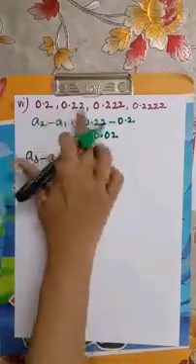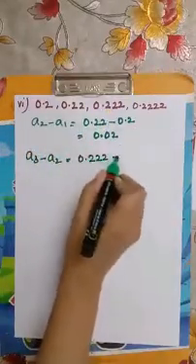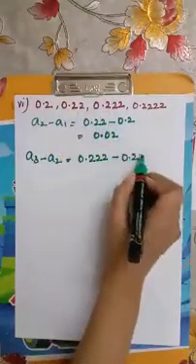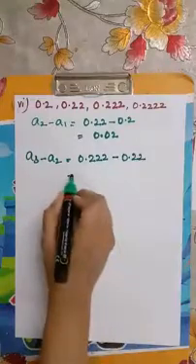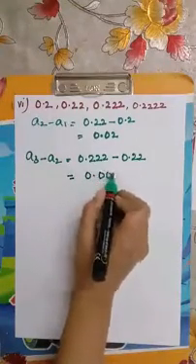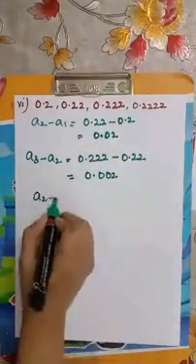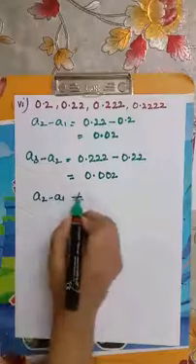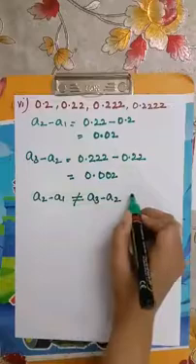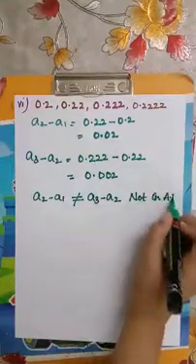Okay. Now next is A3 minus A2. Third term minus second term. That is 0.222 minus 0.22. When you subtract this, you will be getting 0.002. Check this. It's not equal. A2 minus A1 is not equal to A3 minus A2. That means it is not in AP. Is it clear? Not in AP.